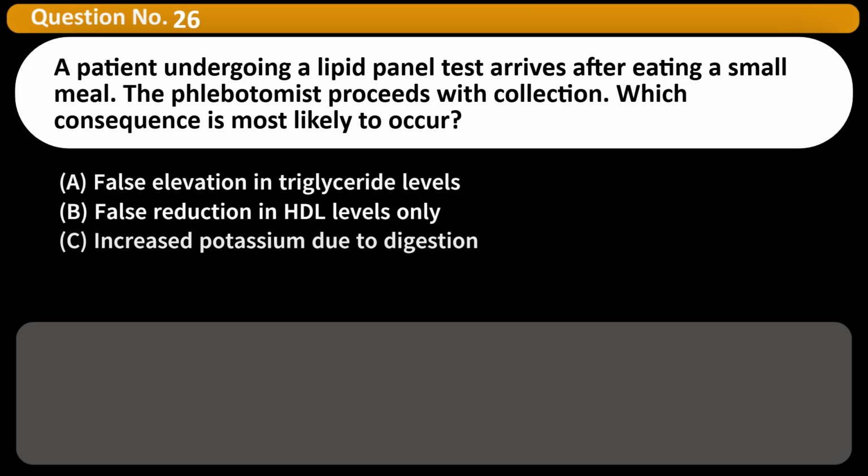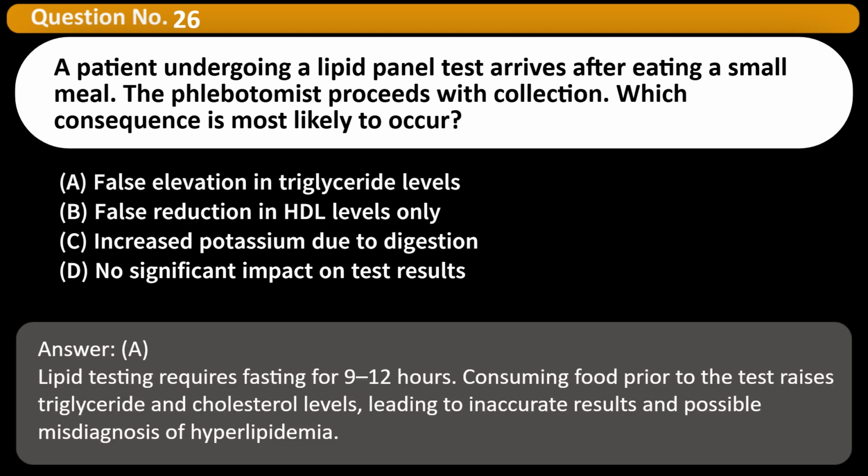A patient undergoing a lipid panel test arrives after eating a small meal. The phlebotomist proceeds with collection. Which consequence is most likely to occur? A. False elevation in triglyceride levels. B. False reduction in HDL levels only. C. Increased potassium due to digestion. D. No significant impact on test results. Answer A. Lipid testing requires fasting for 9 to 12 hours. Consuming food prior to the test raises triglyceride and cholesterol levels, leading to inaccurate results and possible misdiagnosis of hyperlipidemia.